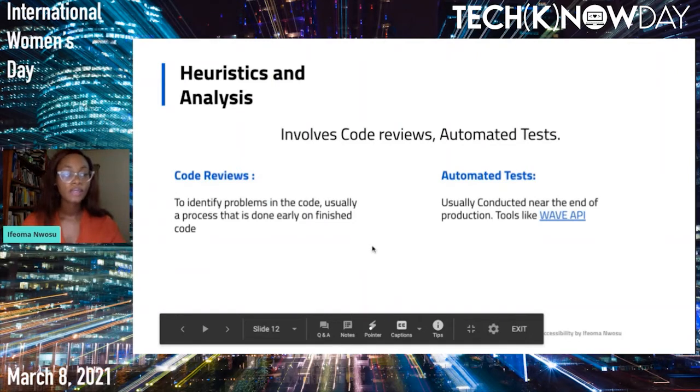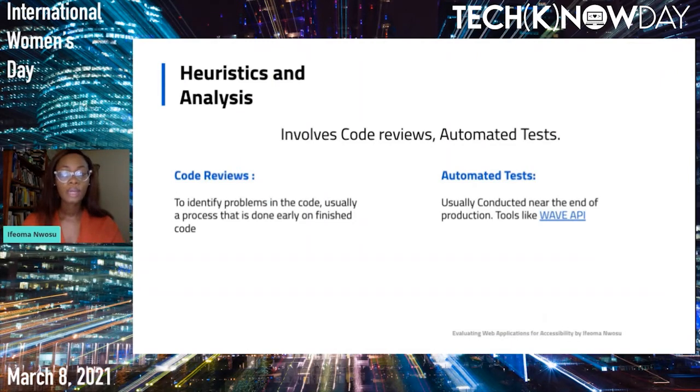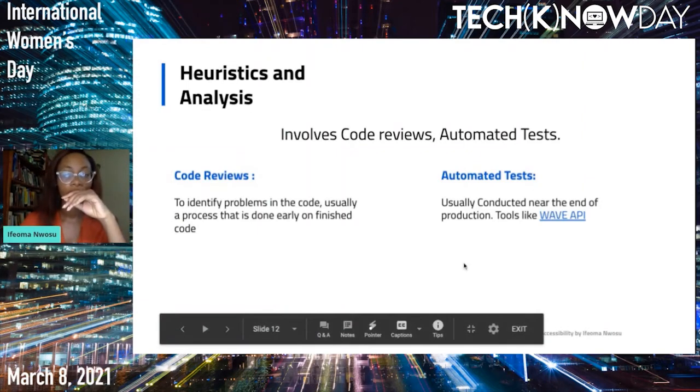For code reviews, to identify problems in the code, they usually happen after we are done with building our products, after we are done with creating websites and applications. The code reviews help us to identify the problems in the code. Usually a code review is done early on finished code, right after you are done with working on your product. Then we have automated tests, usually done towards the ending of production, and we have tools like Wave API that help with this. There are more tools, but a prominent example is Wave API.